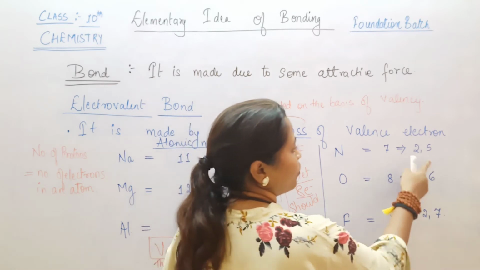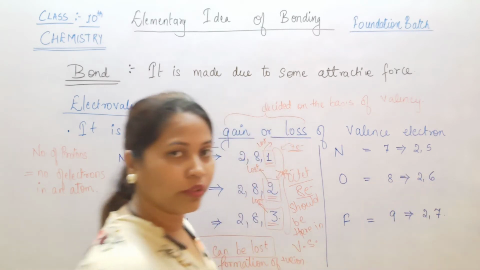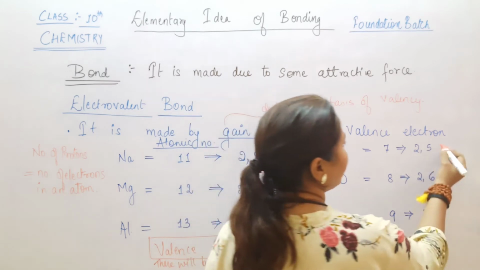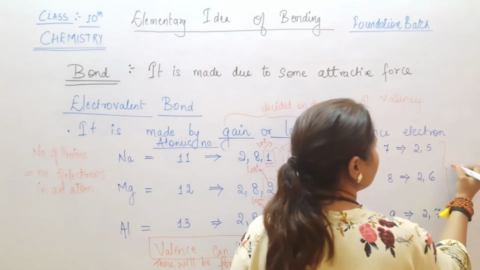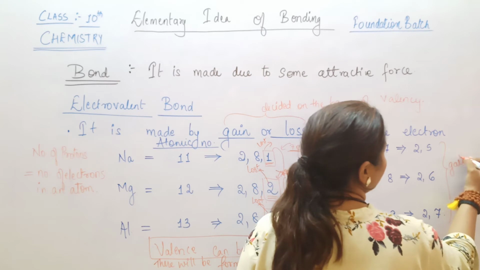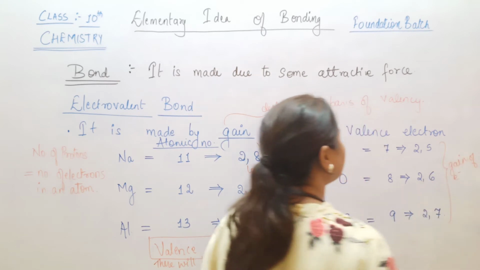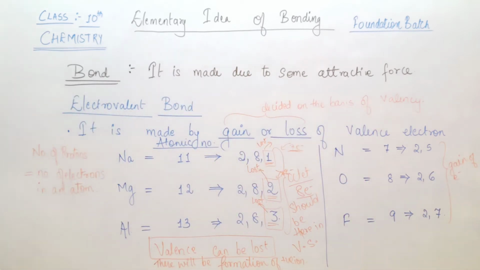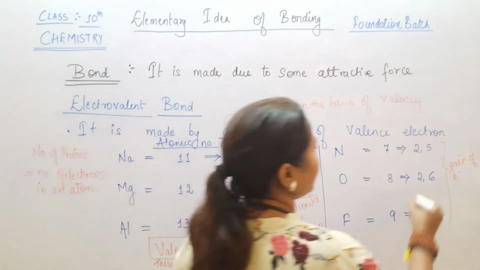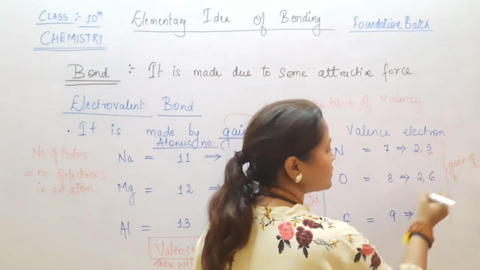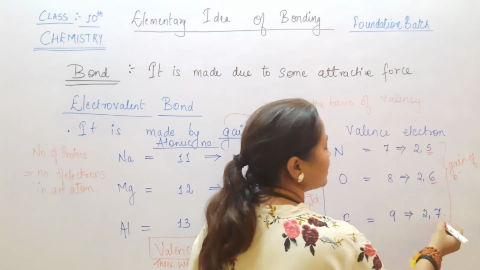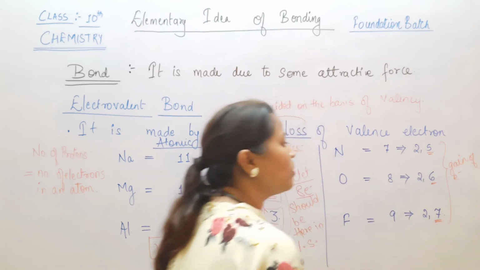ठीक है, नाउ लेट्स लुक एट द सेकेंड पार्ट. सी, मोर देन 4 मतलब यहां पर क्या होगा? देयर विल बी गेन ऑफ इलेक्ट्रॉन. सो आउटर एनवायरमेंट से इलेक्ट्रॉन गेन किया जाएगा सो दैट द वैलेंसी कुड बी satisfied, right? So for example, in nitrogen there can be gain of 3 electrons, right? In oxygen there can be gain of 2 electrons. In fluorine there can be gain of 1 electron.